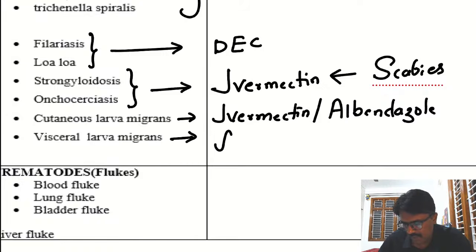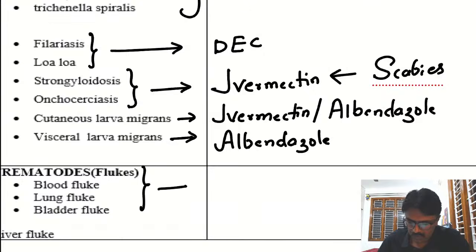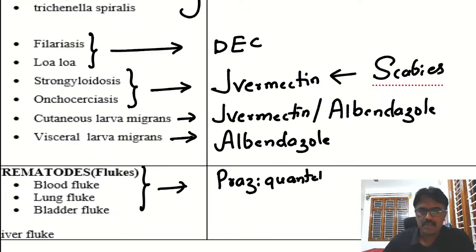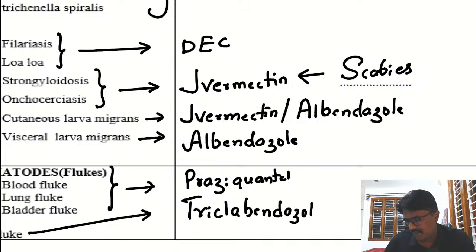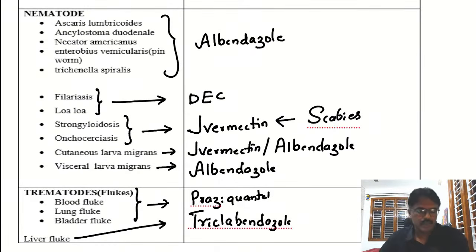Visceral larva migrans, we use albendazole. Flukes, for all flukes, the drug of choice is praziquantel. That's why we gave it for lung fluke Paragonimus westermani. Liver fluke, also called Fasciola hepatica, the drug of choice is different, and that is triclabendazole. Okay, triclabendazole. So never ever miss these things.